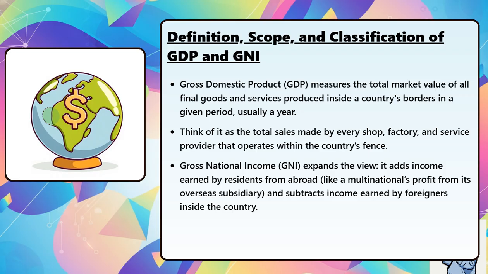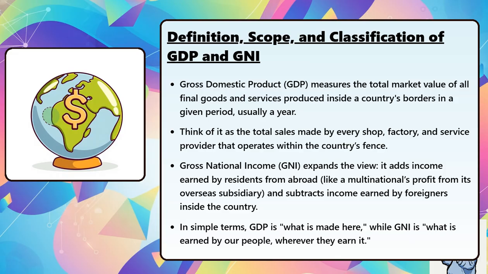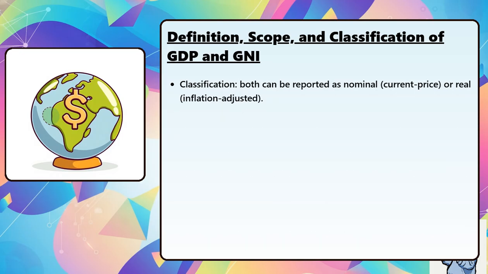Gross national income, GNI, expands the view. It adds income earned by residents from abroad, like a multinational's profit from its overseas subsidiary, and subtracts income earned by foreigners inside the country. In simple terms, GDP is what is made here, while GNI is what is earned by our people wherever they earn it.